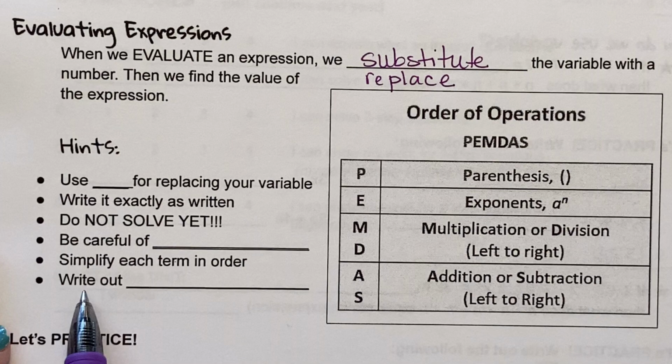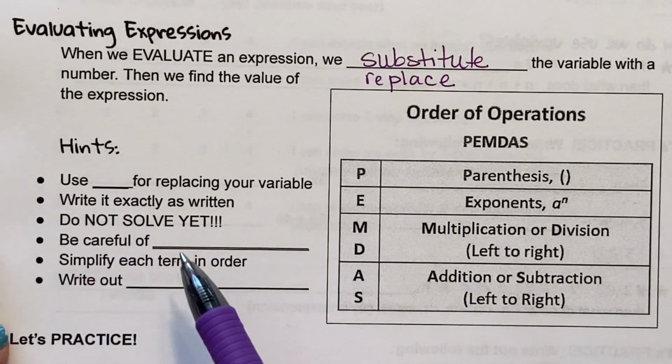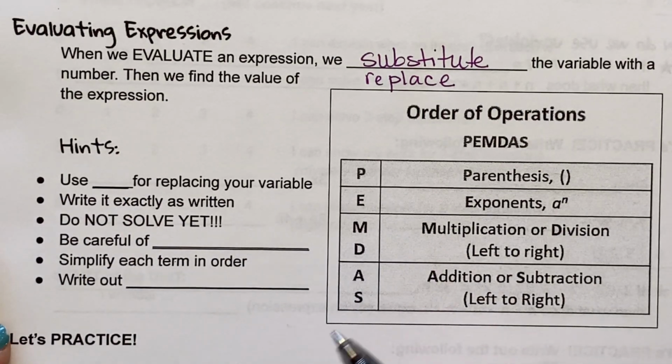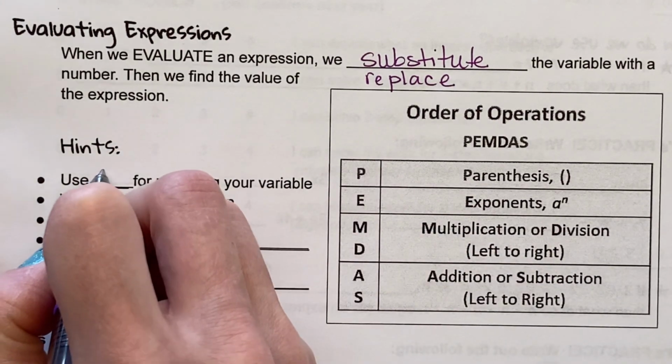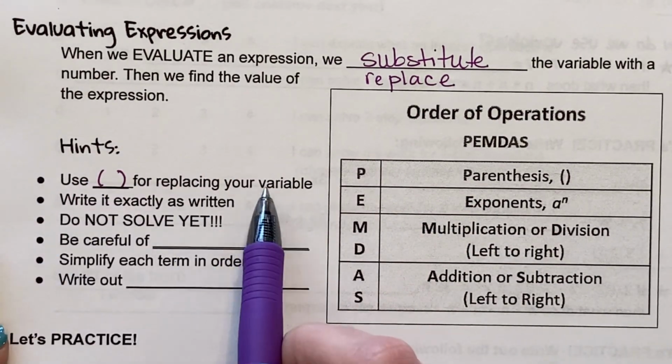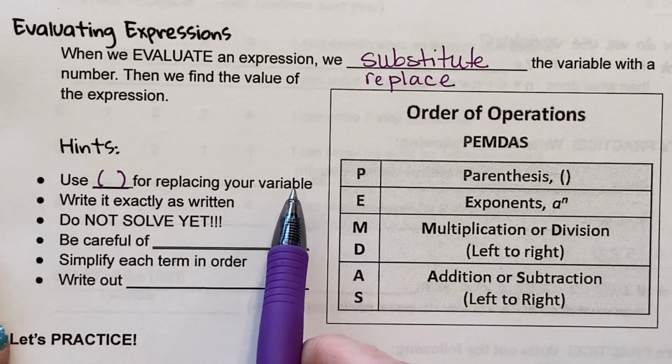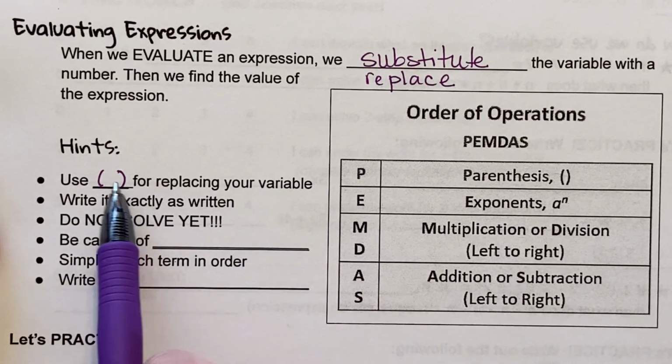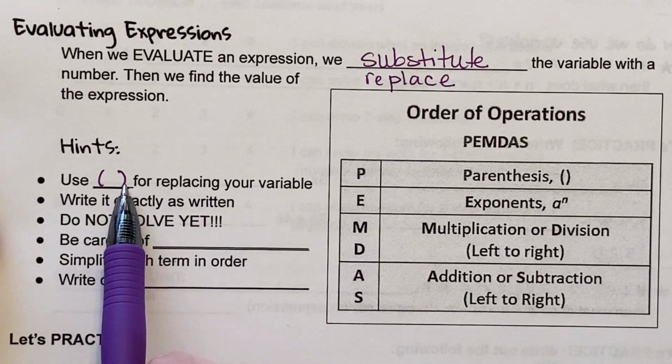Here are some helpful hints. When you are evaluating, it's oftentimes nice to use parentheses when we replace our variable. I don't always do this. I do this when I have negatives involved, so I don't just lose my negative. I use parentheses to help keep myself organized. Sometimes it's helpful, sometimes it's not.